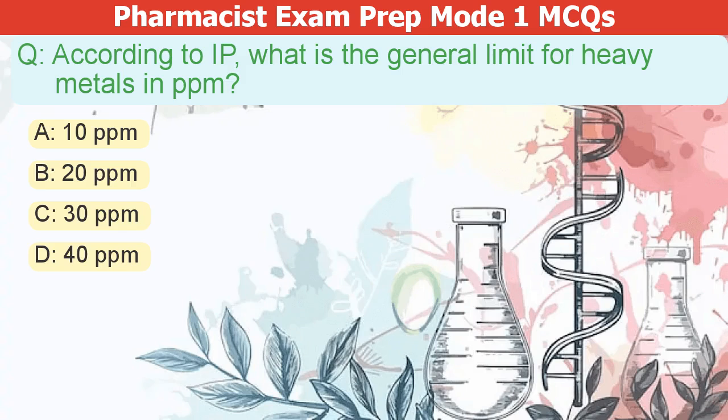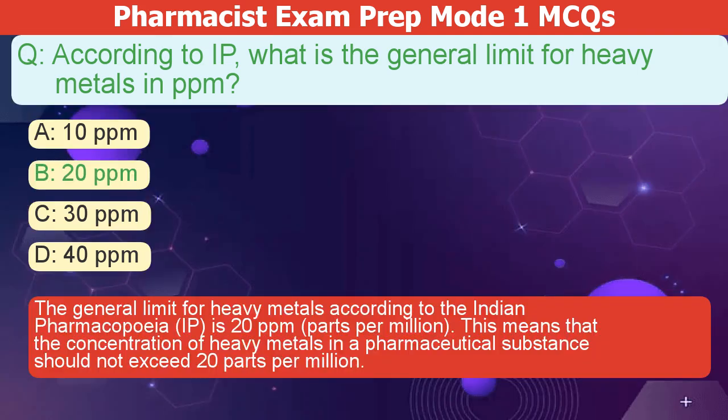According to IP, what is the general limit for heavy metals in ppm? A. 10 ppm. B. 20 ppm. C. 30 ppm. D. 40 ppm. The correct answer is B. The general limit for heavy metals according to the Indian Pharmacopoeia, IP, is 20 ppm, parts per million. This means that the concentration of heavy metals in a pharmaceutical substance should not exceed 20 parts per million.